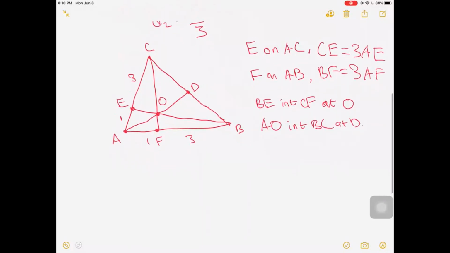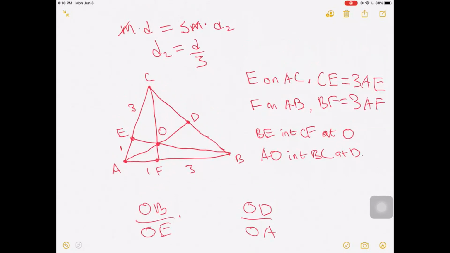So with mass points, we can easily calculate ratios like OB over OE, or we can calculate ratios like OD over OA. And the way we can do that is we can basically assign masses to each of our points so that we can have them balance out.